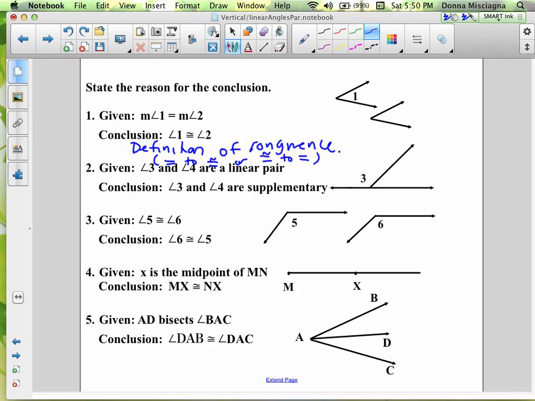We're given that angle 3 and angle 4 are a linear pair. Conclusion. Angle 3 and angle 4 are supplementary. So why can we conclude that angle 3 and angle 4 must be supplementary just because they're a linear pair? Well, that's the definition of linear pair. That's what linear pair means. We could also say linear pair angles are supplementary. That is a perfectly good justification why these angles have to be supplementary.